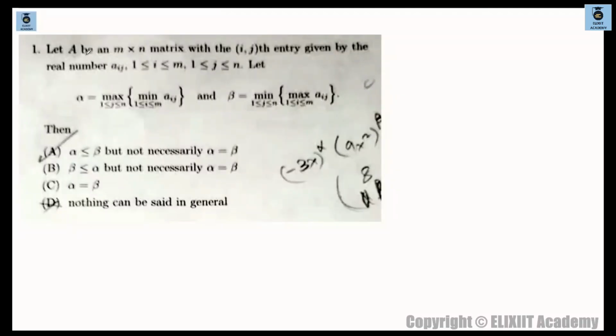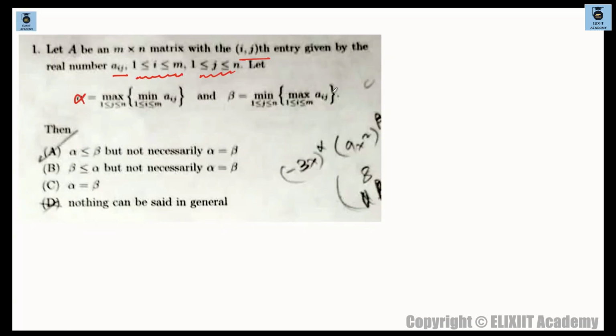So we have the first question, which says: let A be an M cross N matrix with i, jth entry given by the real number Aij, where i lies between 1 to M and j lies between 1 to N. Now we have defined alpha. Alpha is defined to be max over j from 1 to N of min over i of Aij, and beta is min over i of max over j of Aij. Then which of the following options are correct?